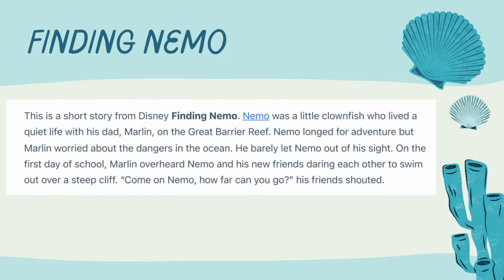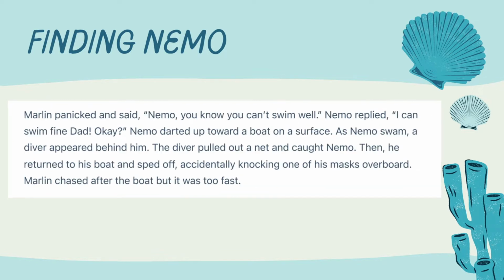Nemo was a little clownfish who lived a quiet life with his dad, Marlin, on the Great Barrier Reef. Nemo longed for adventure, but Marlin worried about the dangers in the ocean. He barely let Nemo out of his sight. On the first day of school, Marlin overheard Nemo and his new friends daring each other to swim out over a steep cliff. "Come on, Nemo, how far can you go?" his friends shouted. Marlin panicked and said, "Nemo, you know you can't swim well." Nemo replied, "I can swim fine, Dad, okay?"